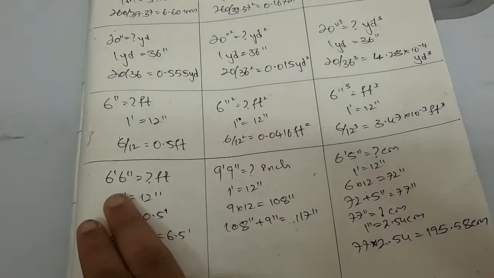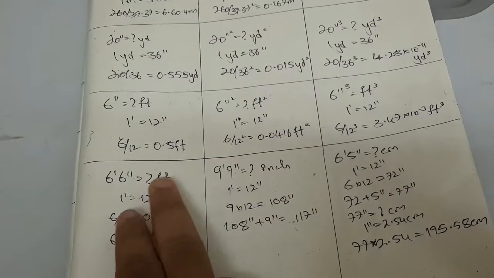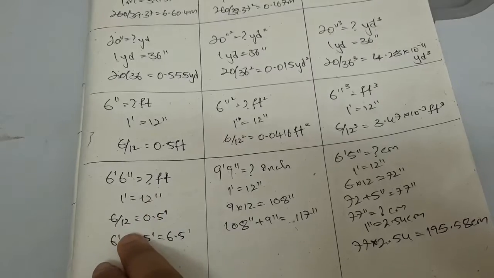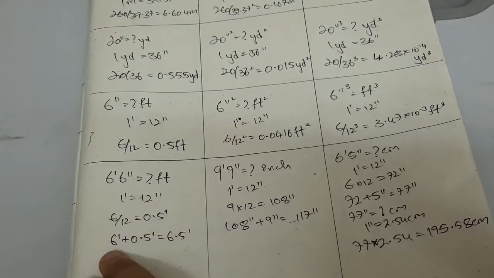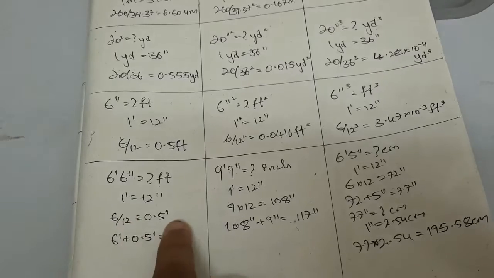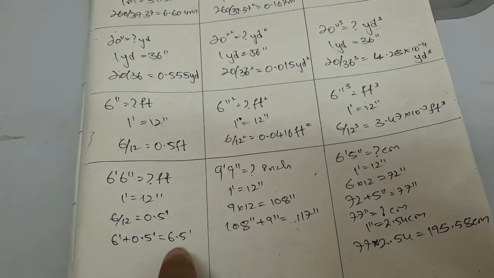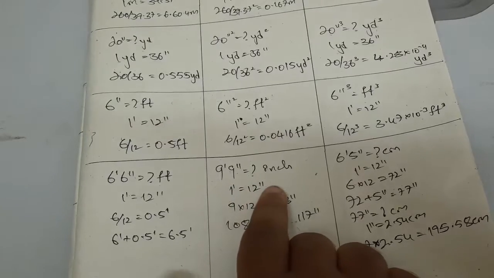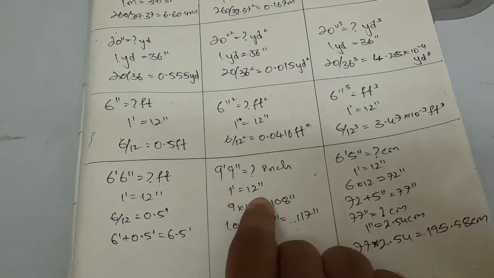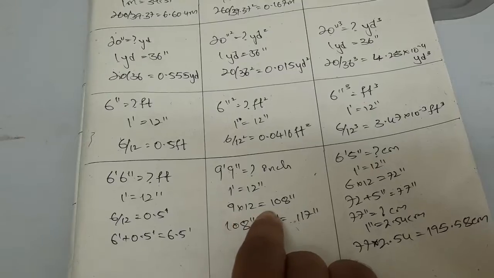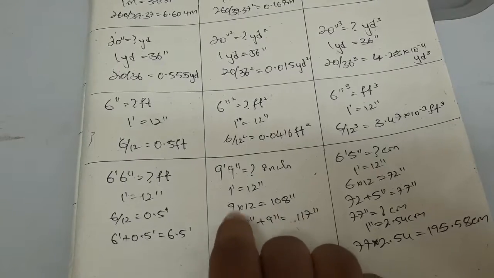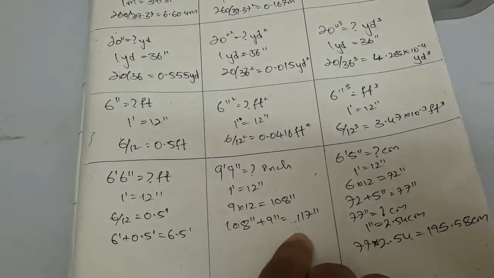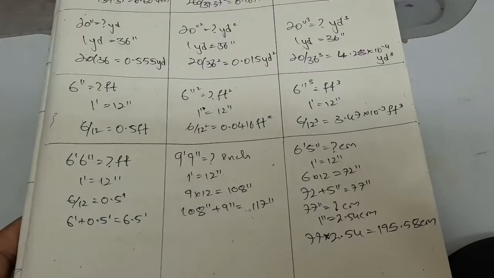Coming to our next problem, we have 6 feet 6 inches is equal to how many feet? Since 1 feet is equal to 12 inches, 6 divided by 12 gives us 0.5 feet. Now 6 feet plus 0.5 feet gives us 6.5 feet. Now 9 feet 9 inch is equal to how many inches? Since 1 feet is equal to 12 inches, 9 into 12 gives us 108 inches. So 108 inches plus 9 inches gives us altogether 117 inches.